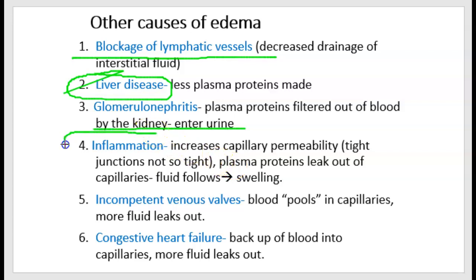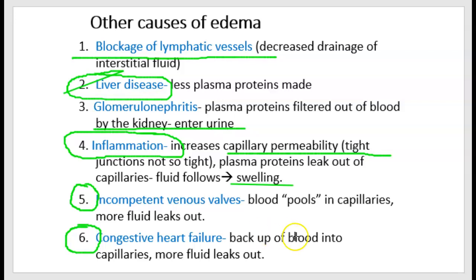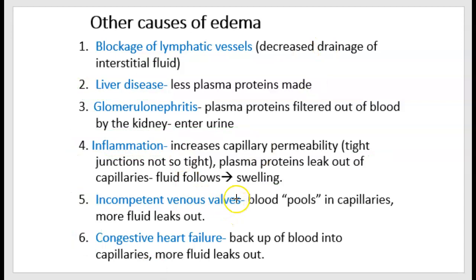And inflammation, which we'll talk about when we do resistance and immunity, increases the permeability of capillaries, and so you get swelling with inflammation. And then we talked, of course, about incompetent venous valves, like happens with varicose veins, and we talked about congestive heart failure, causing a backup of blood, and in right-sided you get systemic edema. So those are a lot of disorders for the circulatory system and somewhat interrelated.